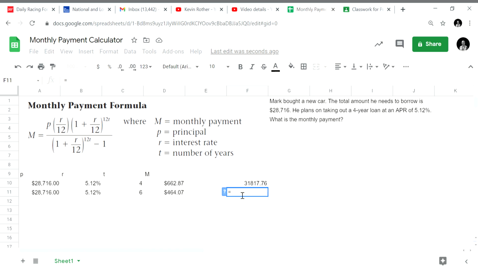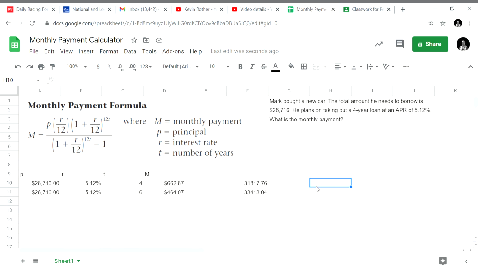This is going to be a monthly payment of $464.07, and we're going to times that by a 6-year loan. 6 times 12 is 72 payments because it's 6 years. Wow, 33,000. So it's less per month, but in the long run you end up paying more.